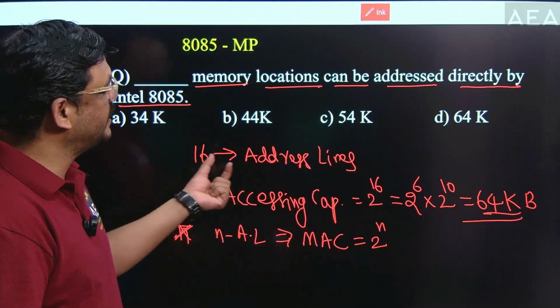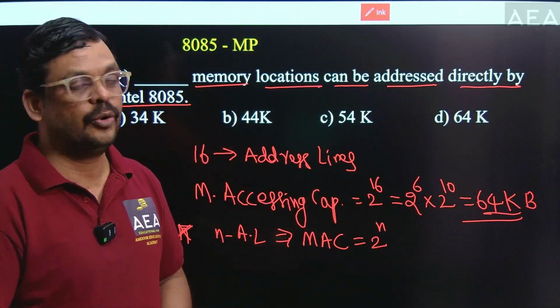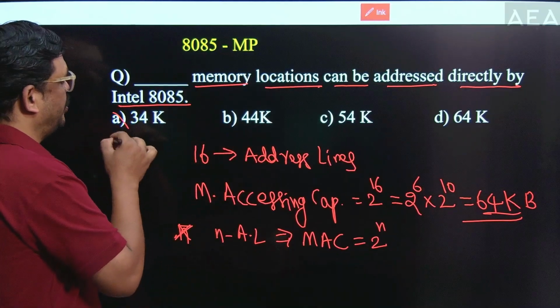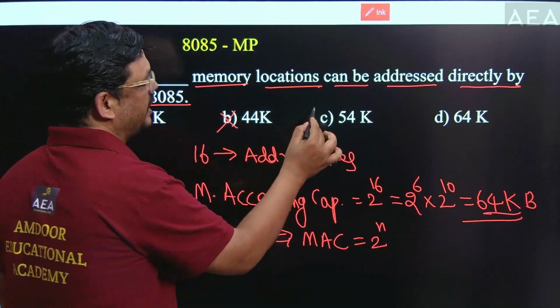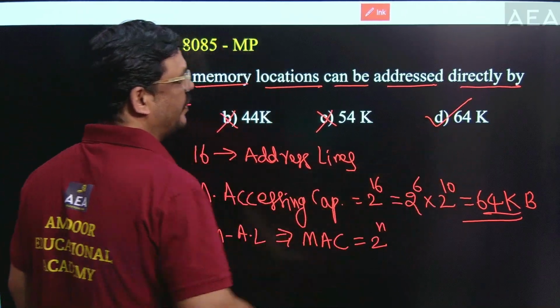So now here it has 16 address lines. So based on that we can write it can access 64 kilobytes of memory. So from this, option A not satisfies, B not satisfies, and C also not satisfies, but option D satisfies 64 kilo.